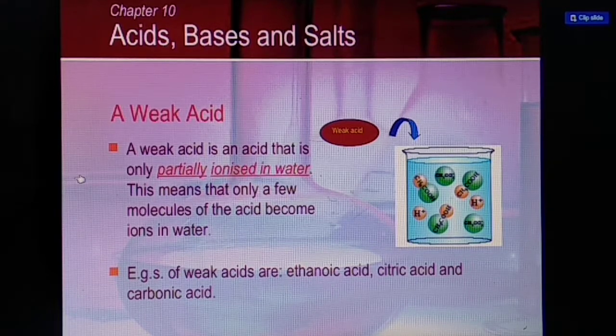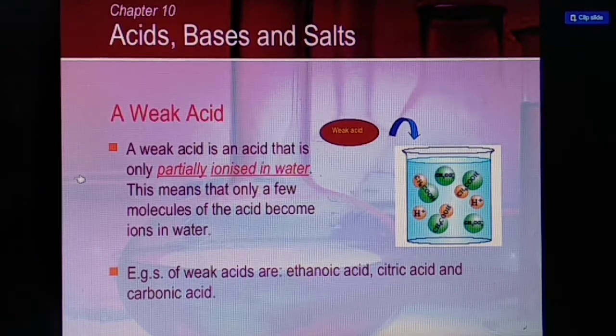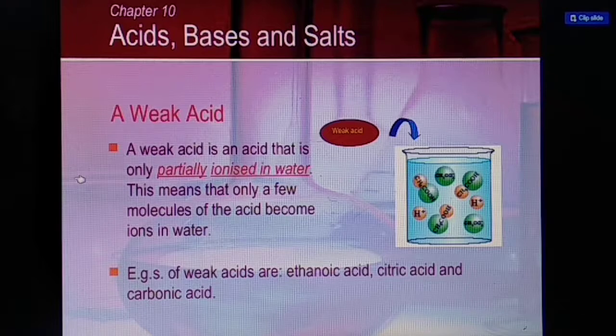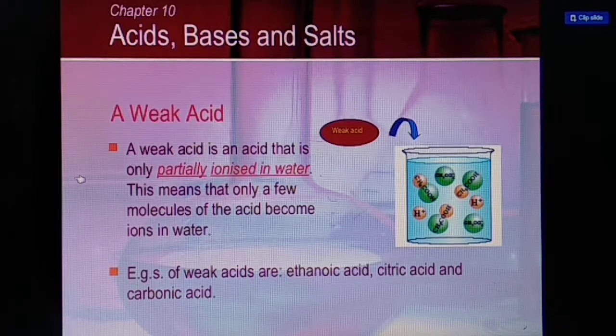Now students, what are the examples of weak acids? Ethanoic acid, citric acid, carbonic acid. Ethanoic acid, that is CH3COOH, is an example of a weak acid because when it ionizes in water, only 5% ionizes as H plus and CH3COO minus, that is hydrogen ion and acetate ion. So this is an example of a weak acid.